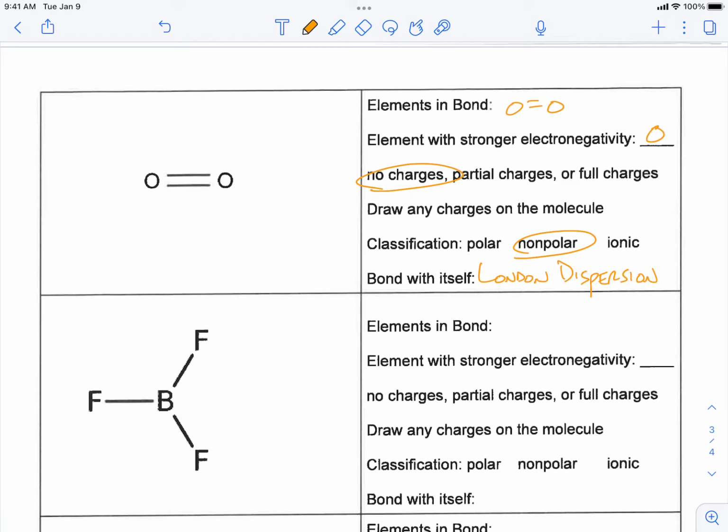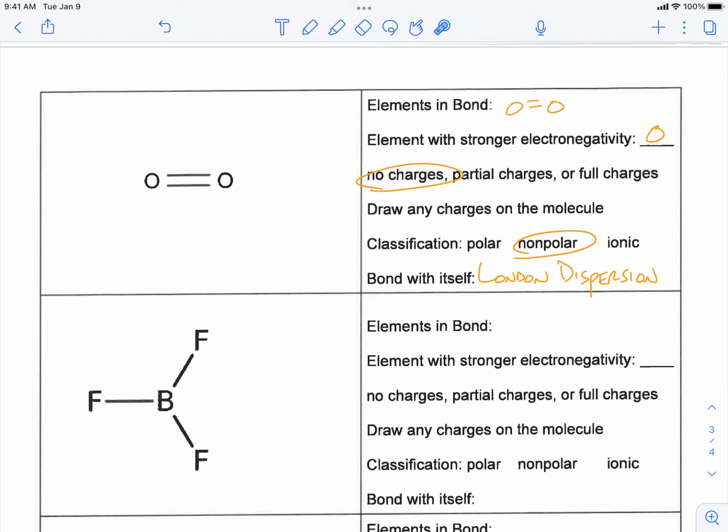Okay, and again, when we say bond with itself, this is an intermolecular bond, and that's what we have with London dispersion. All right. When we talk about intermolecular bonds again, these tell us a lot about states of matter, for instance. Oxygen under normal temperature and pressure is a gas. That makes sense because the bonds between this oxygen and other oxygens are going to be very weak, and that's what we figured out here.